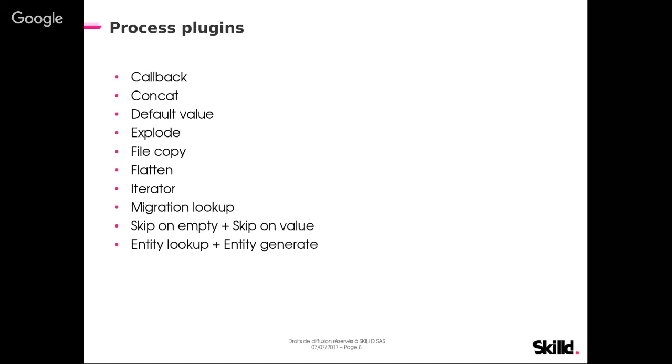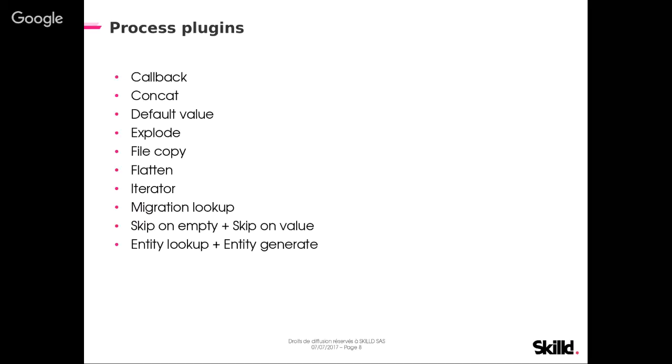Default value allows you to check the incoming value, and if it's empty, then you can provide some default value for this field to utilize. Explode plugin allows you to explode a string using a delimiter, and then I would recommend, after using explode, to use a callback trim function on the result to trim the values so that you have good data to work with further. File copy plugin allows you to copy a file from some source place into some destination place.